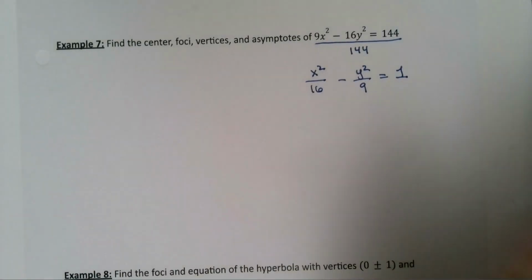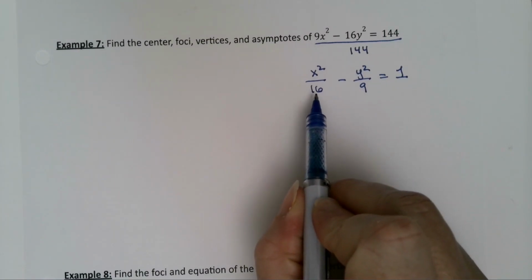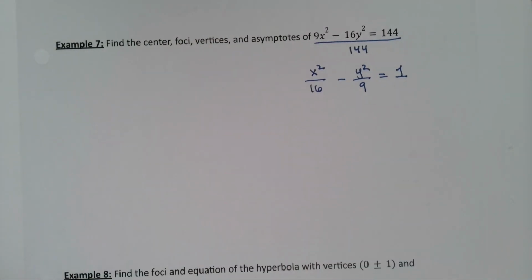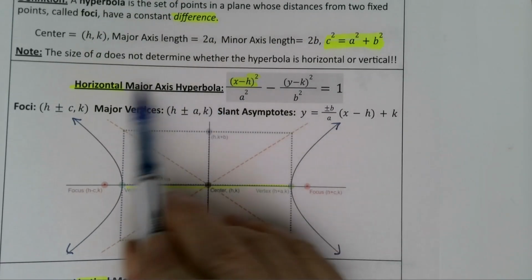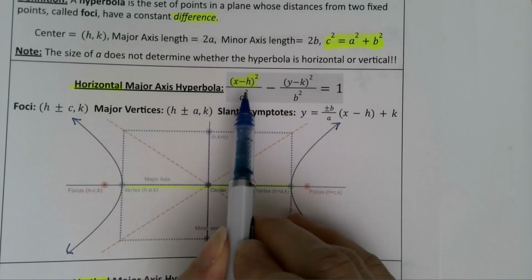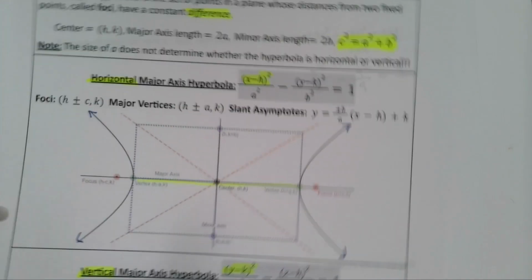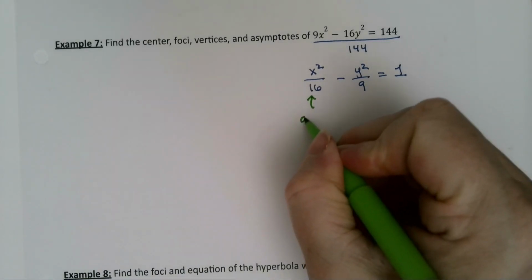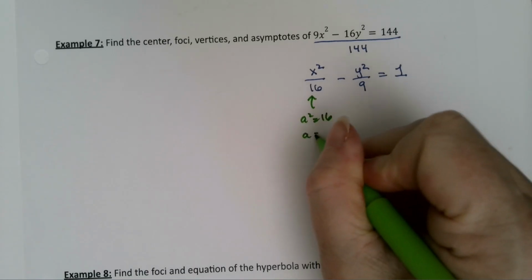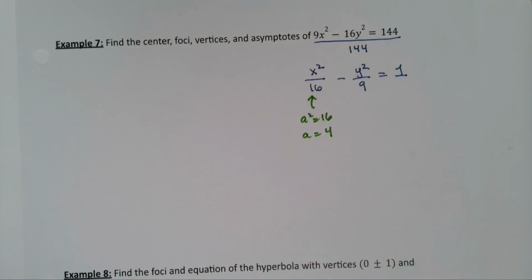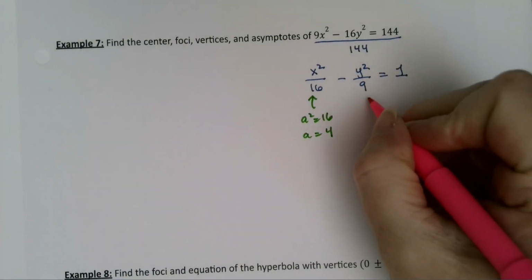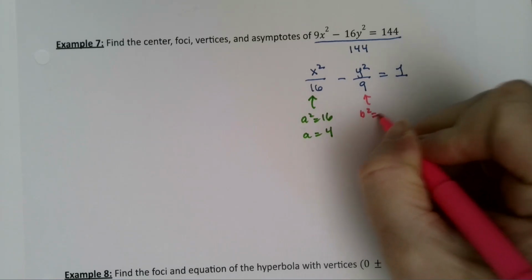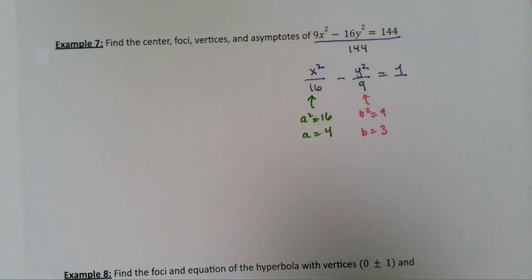All right, so we now know x is in front, right? So it's x minus h squared over 16. So we know we're dealing with a horizontal major axis. So this one. So we know a squared is equal to 16. So let's do that. A squared is equal to 16, so a is equal to 4, right? The square root of 16. B squared is equal to 9. So B is equal to 3.